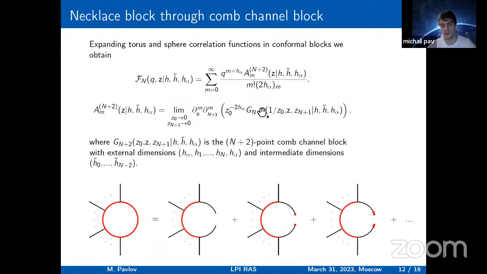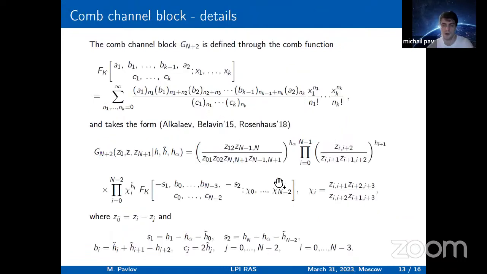Actually, we have to take this function and first of all make this inversion, and then take derivatives, but derivatives with respect to z0 and zn+1. So from this really hard function, we just need to extract the dependence on z0 and zn+1.